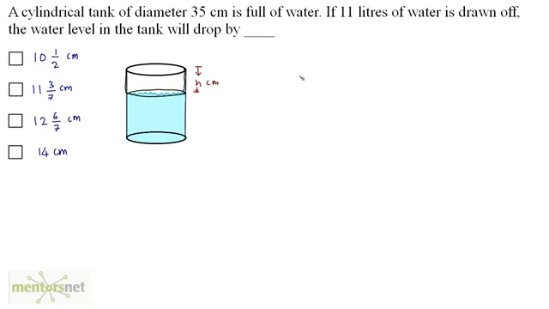Okay, so I can say that 11 liters, that means 11 into 1000 centimeters cube, is equal to the volume of this equivalent empty cylinder, this equivalent empty space. So I have 11 into 1000 is equal to the volume of this empty space of this cylinder, which is pi r square h. So pi r square h, right?